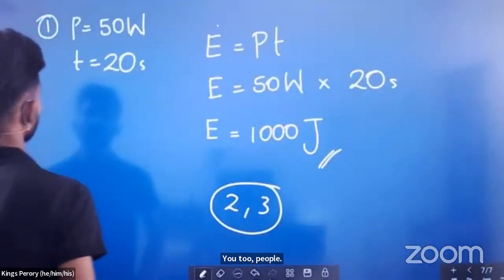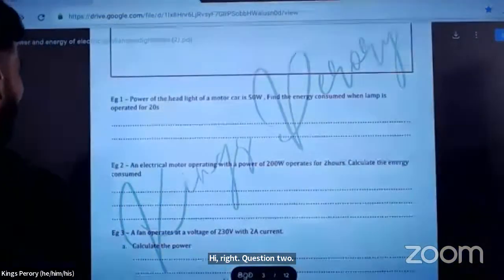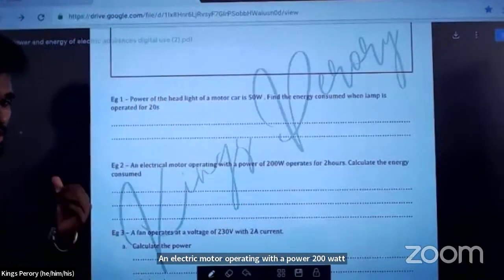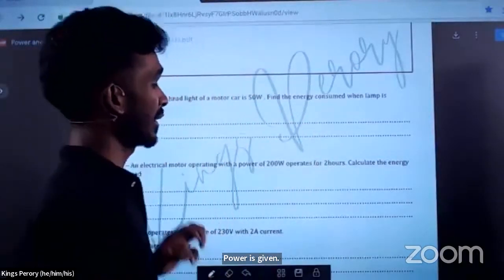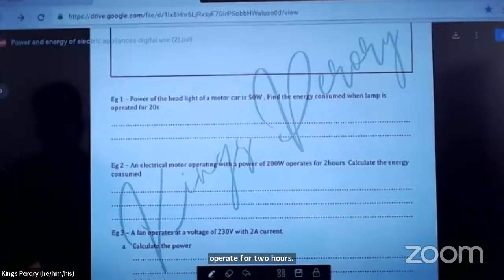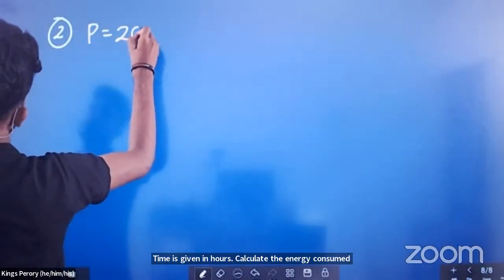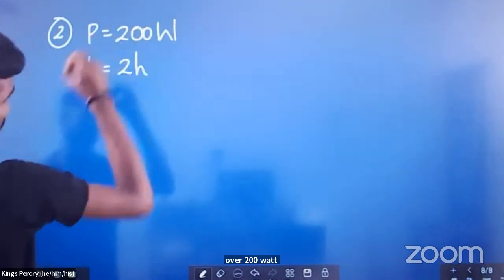Hurry. Right. Question two. I hope all of you have done it. An electric motor operating with a power of 200 watt. Power is given. Operated for 2 hours. Time is given in hours. Calculate the energy consumed. Power 200 watt. Time is 2 hours.